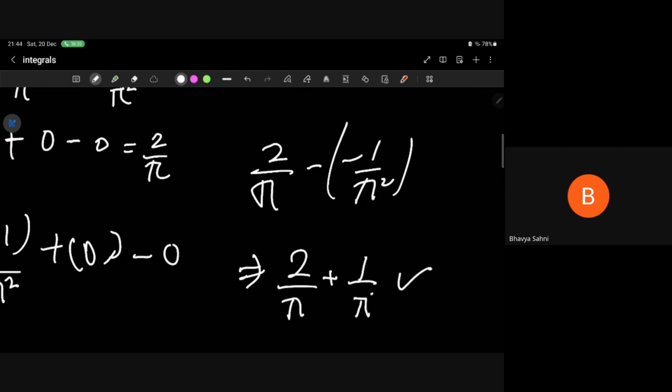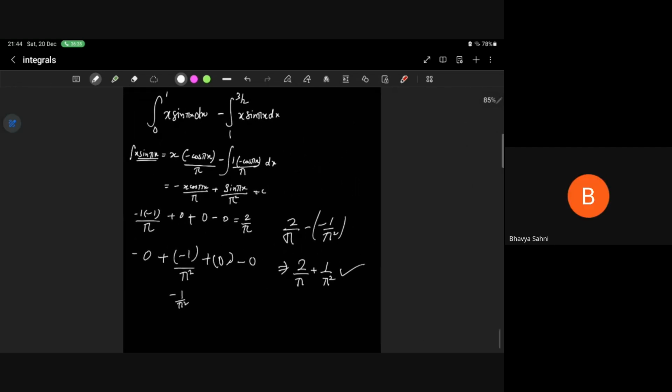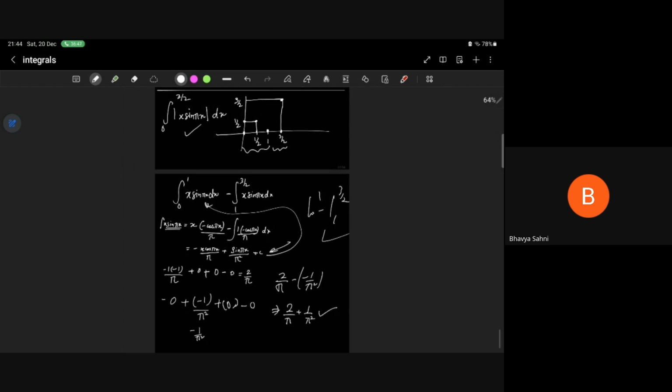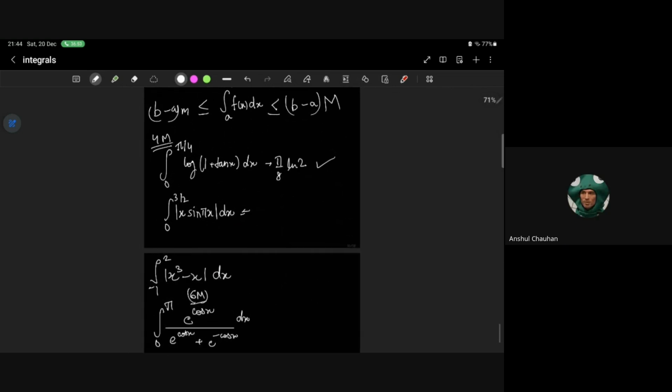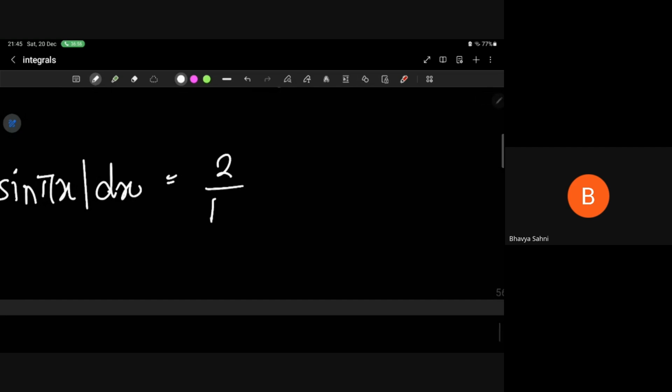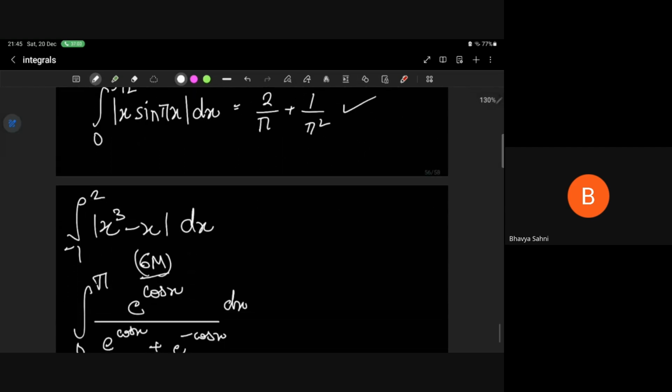Got it? How we did this question? This is just putting the limits in them. Nothing new. I solved it, then put the value from 0 to 1 and minus 1 to 3 by 2, correct? So that's how we do this question. Any doubt? No. So this answer is 2 by pi plus 1 by pi square. Okay, so move on to the next one.